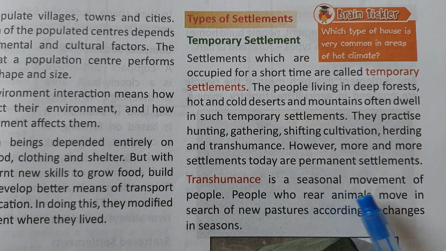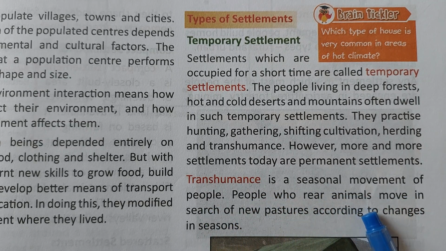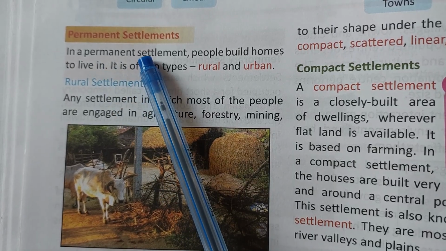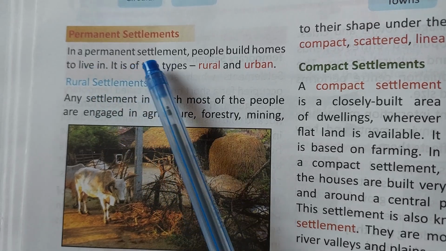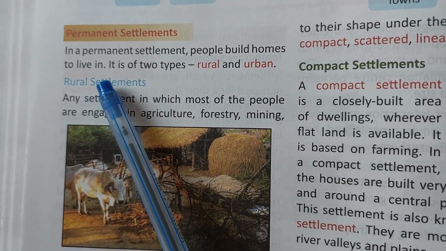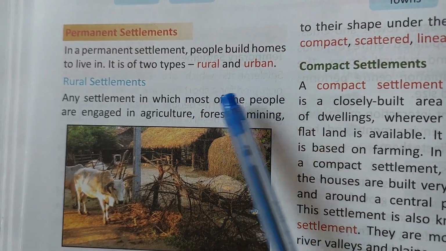Transhumance is a seasonal movement of people. People who rear animals move in search of new pastures according to changes in seasons. Permanent settlements. In a permanent settlement, people build homes to live in. It is of two types, rural and urban.